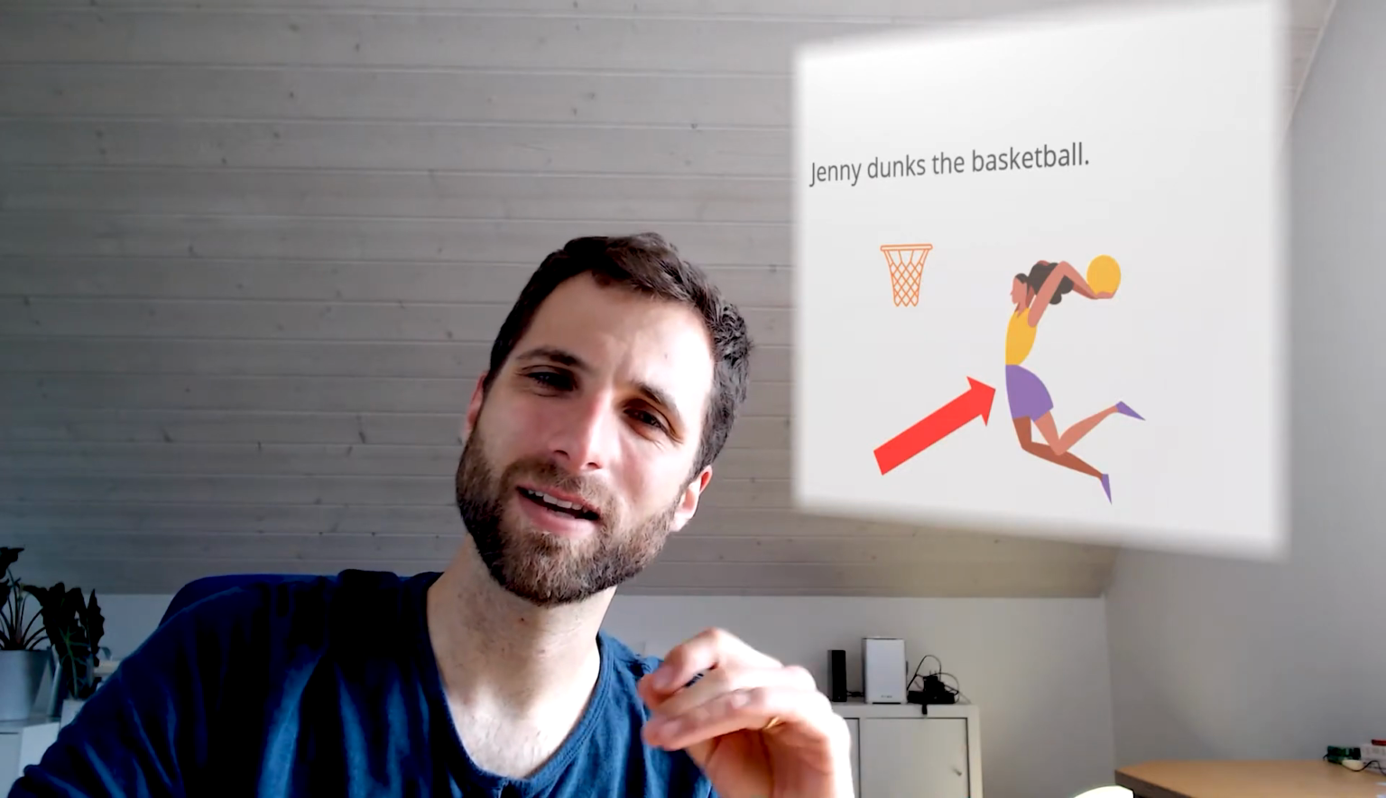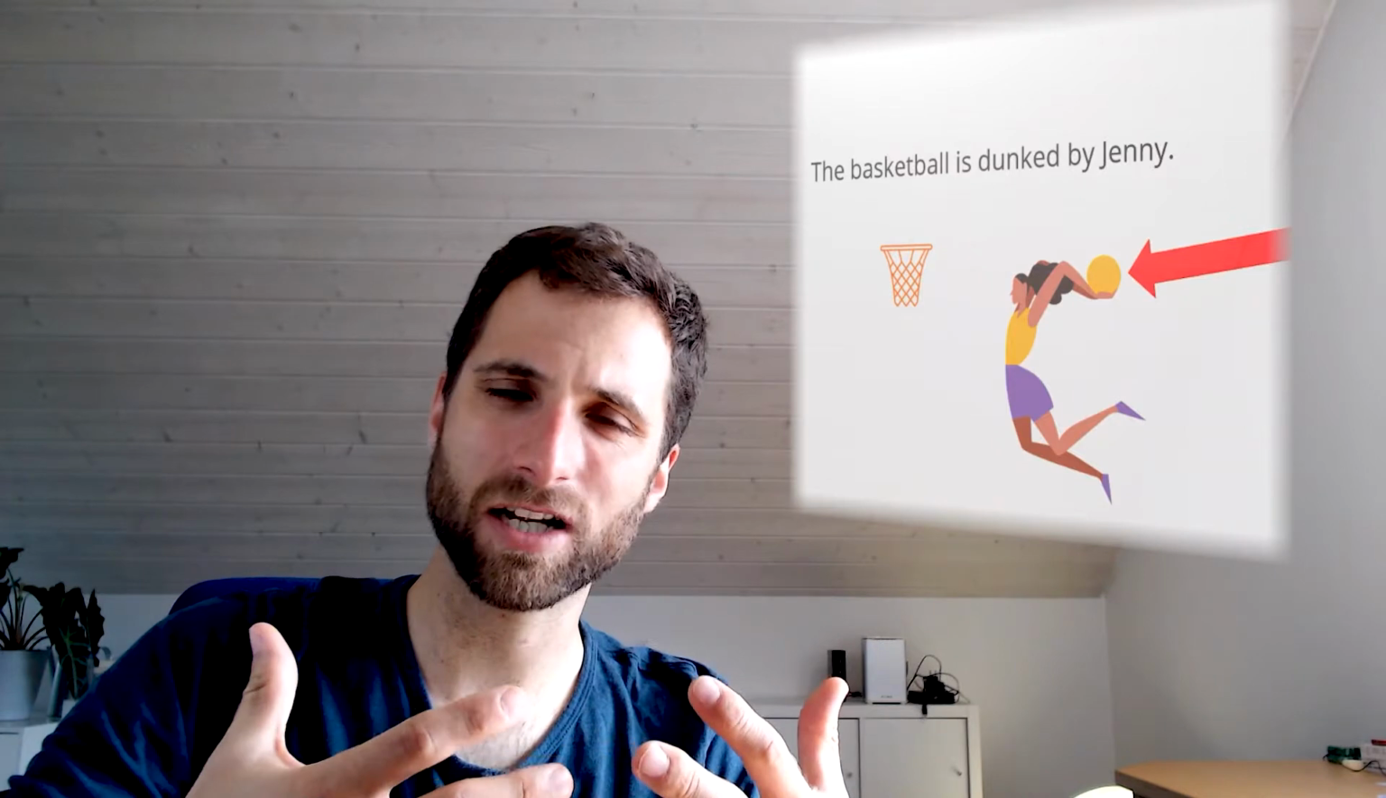This is not the passive. That's an active sentence. Jenny dunks the basketball. It tells us who is doing something. Jenny. This is the passive. The basketball is dunked by Jenny. The focus here is on the action and not the person.